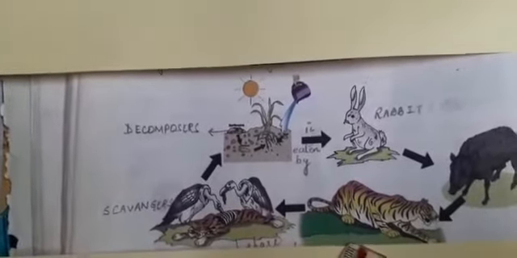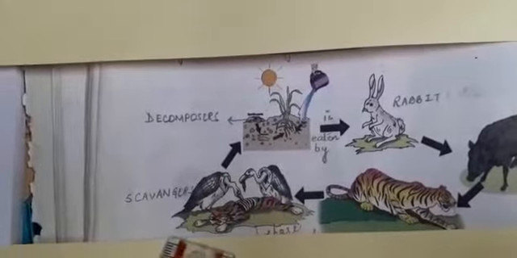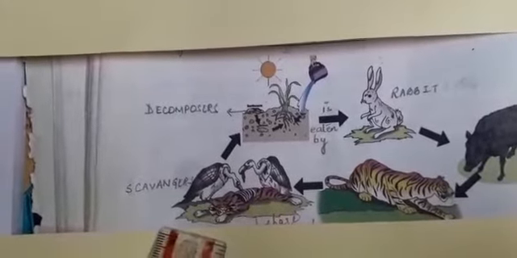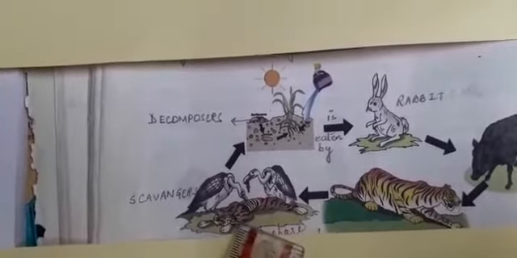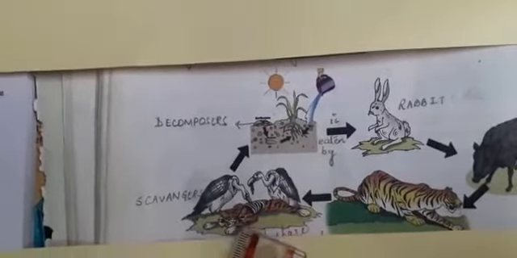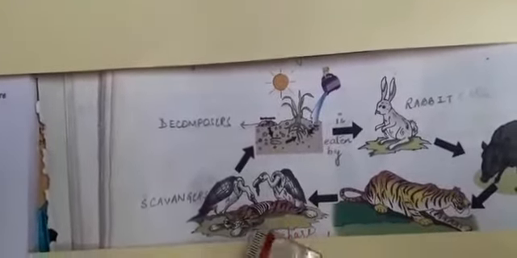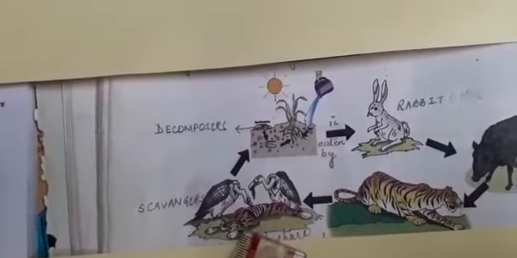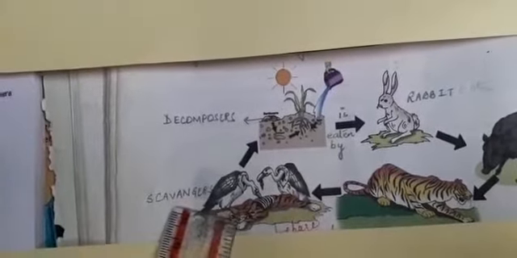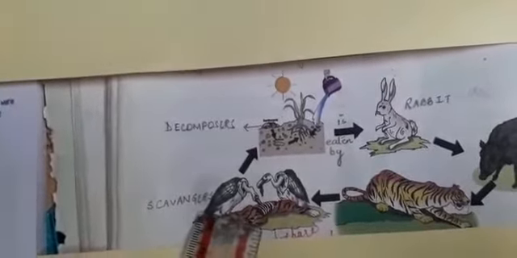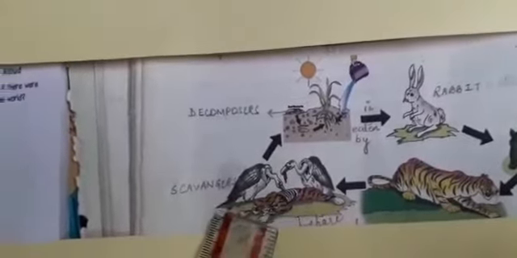Now when the tiger dies, the hawks and vultures feed on it, and animals that feed on the dead bodies of animals, or the dead remains of plants and animals, are called scavengers. Those who eat them, we call them as what? Scavengers. I'll be giving you the definition in the next video. Alright, I hope the scavengers are clear.